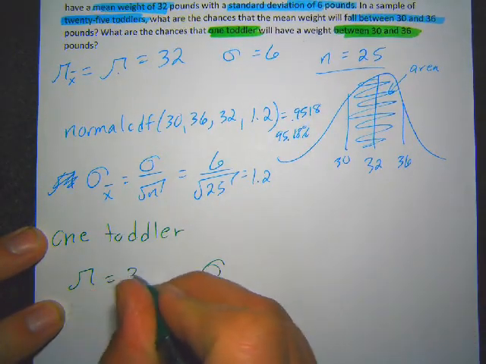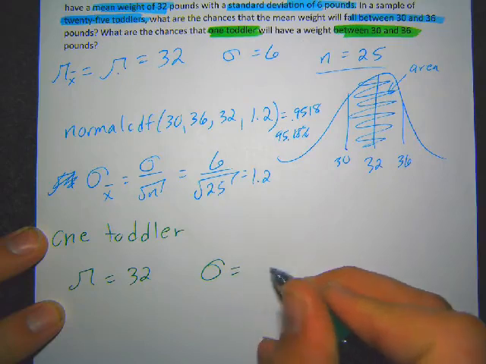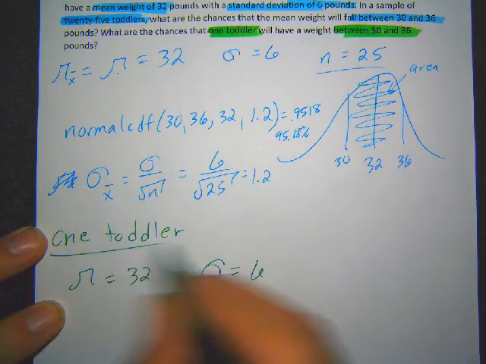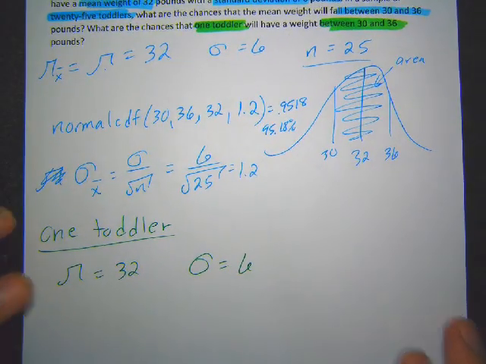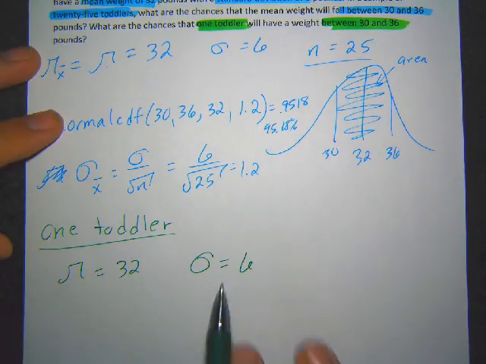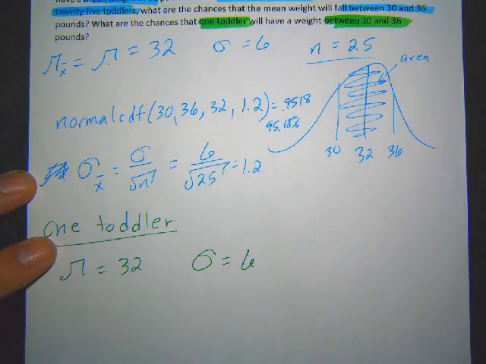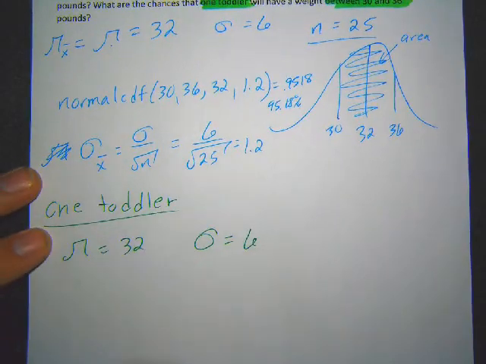We're going to use the regular 32 for the mean, regular standard deviation of 6, because we only have one person. And so if you have a group, you have to tweak the standard deviation, but if you only have one person, you just leave it as it is. So in this case, I'd still do normal CDF.